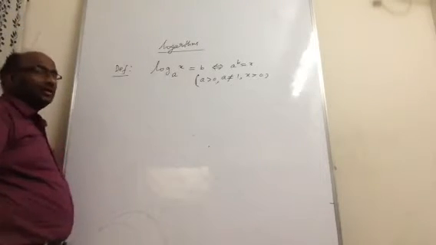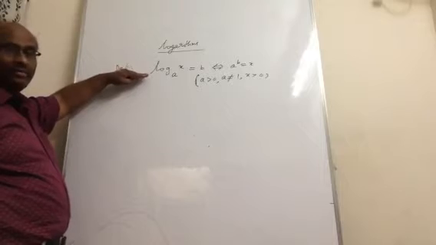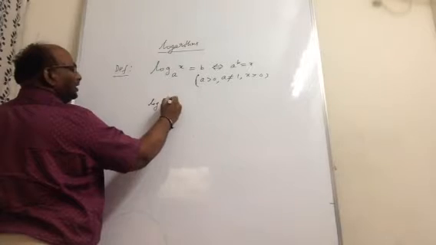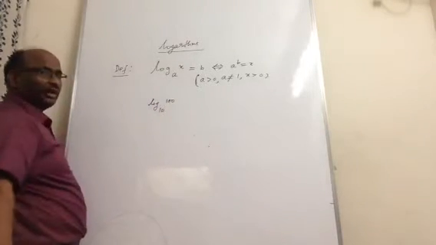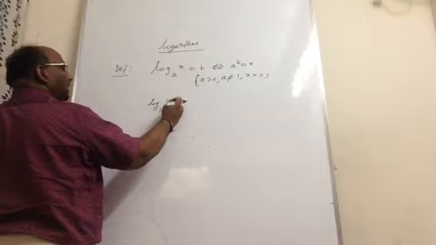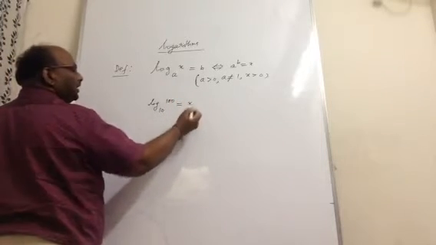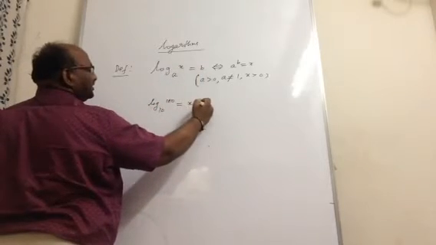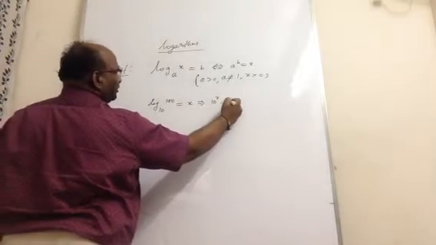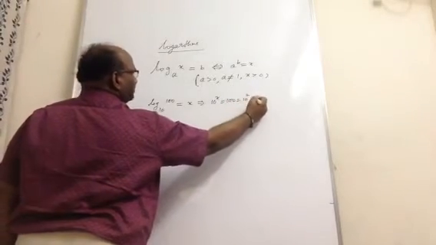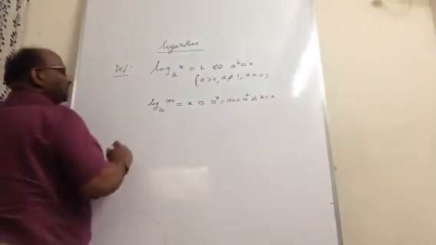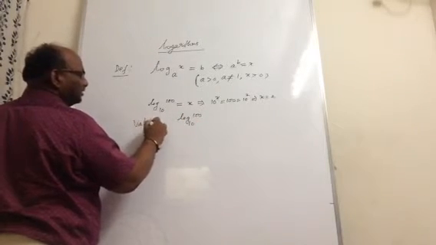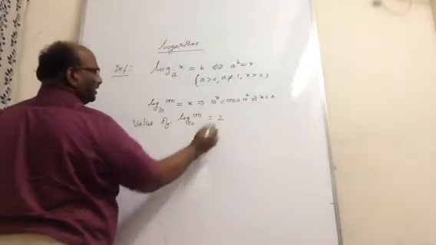First, let us see how to evaluate a logarithm. Log of 100 to the base 10, what is its value? According to the definition, we don't know the value, so let us say it is x. The definition says a power b equal to x. From this, 10 power x equal to 100, which is 10 square, which implies x equal to 2. That means the value of log 100 to the base 10 is equal to 2.